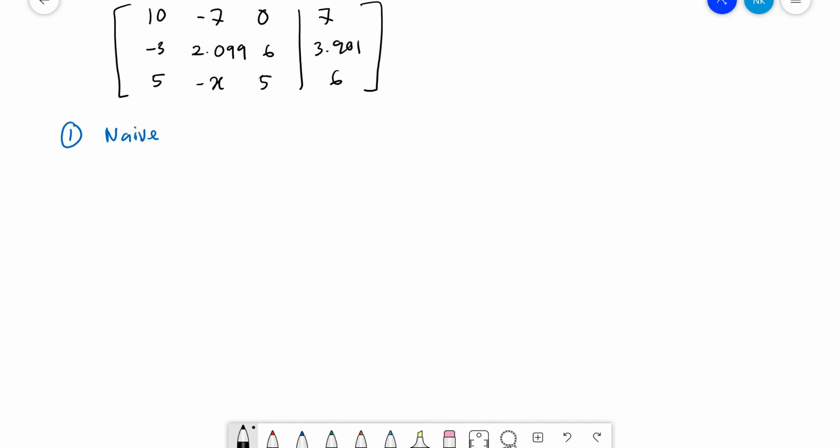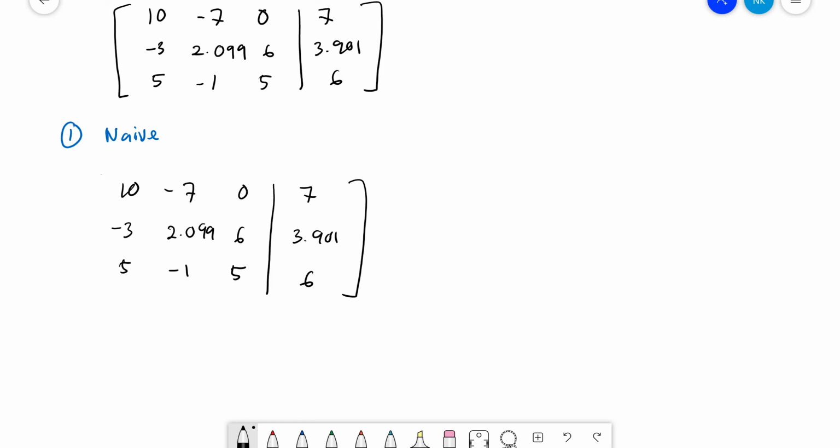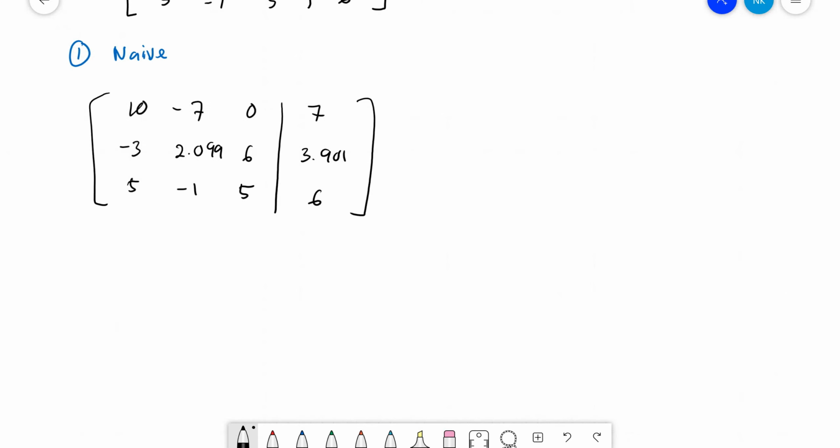What you have to do is, let me just copy that. 10, -7, 0, 7, then -3, 2.099, 6, 3.901, and 5, -1, 5, 6. For naive Gaussian elimination, we have to form the upper triangular form for this matrix, and you have to zero this first. To do that you can use this equation.